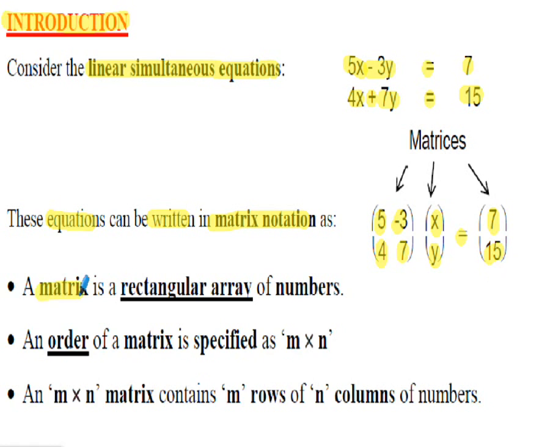So essentially, a matrix is a rectangular array of numbers. The order of a matrix is always specified in terms of m by n. An m by n matrix contains m rows and n columns of numbers.